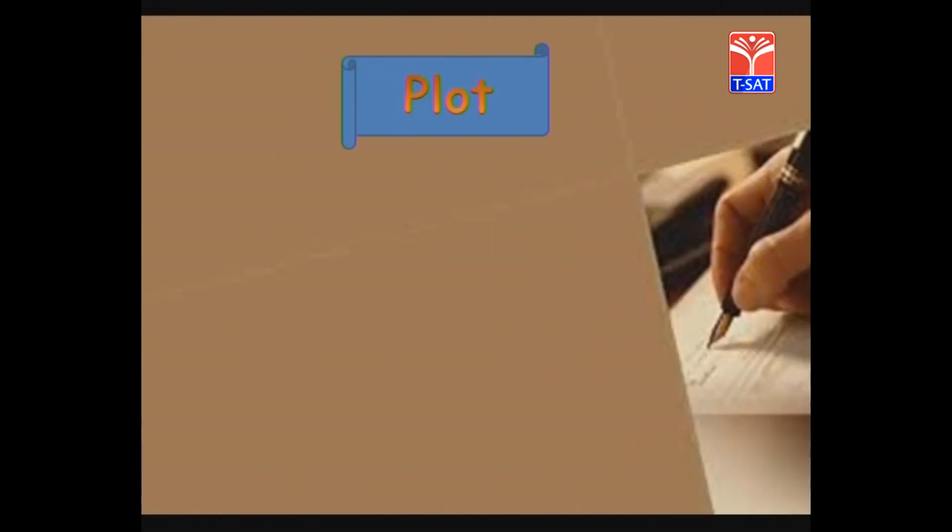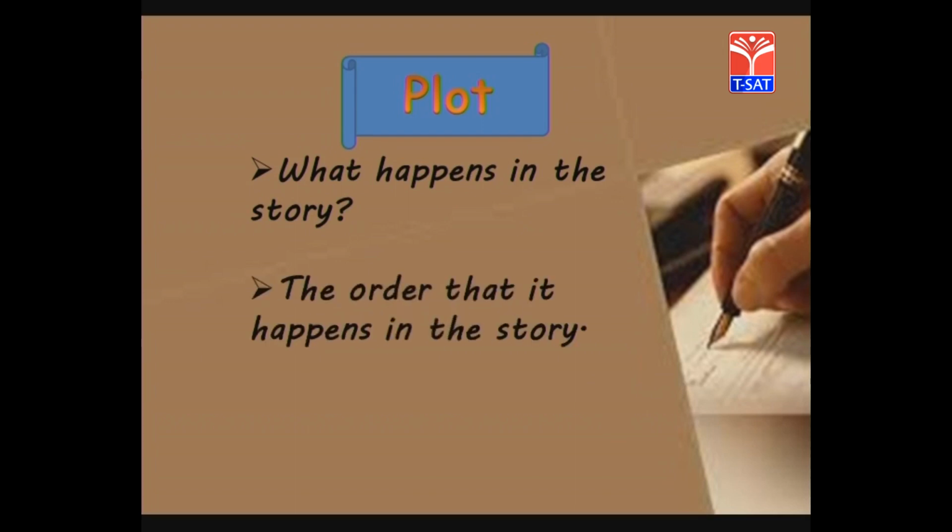Plot. This is how we are going to structure or prepare a strategy for story writing. So, the first one is what happens in the story, what is going to happen in the story, that has to be explained. And next, the order in which it happens in the story. So, we will see about the order as opening, middle and then ending.